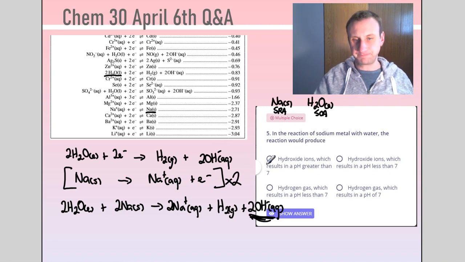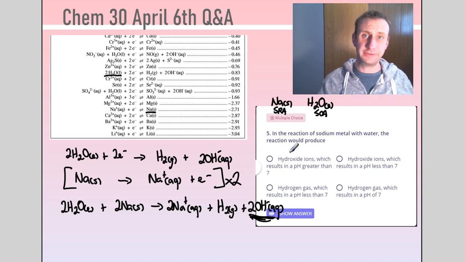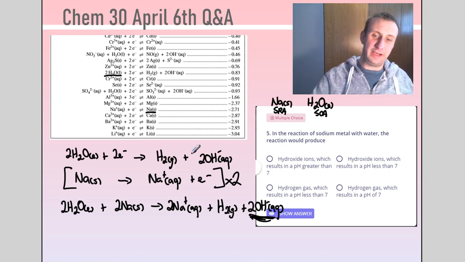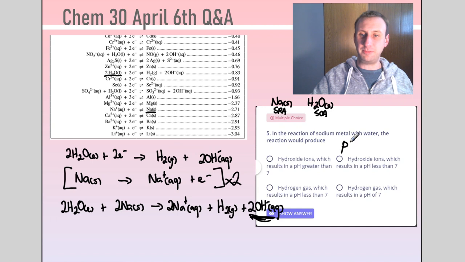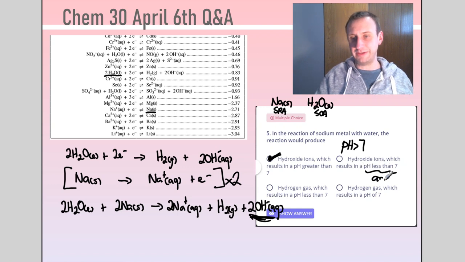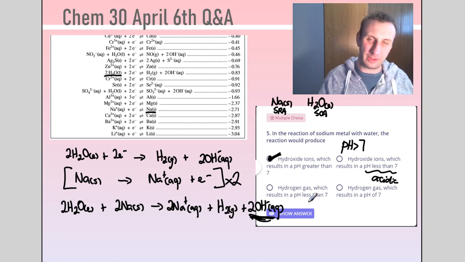So what does hydroxide mean? Hydroxide is what makes a base a base. That's what makes a solution basic, its concentration of hydroxide, right? So if I were to look at hydroxide and bases, they have a pH greater than 7. So I know I'm making hydroxide ion, so it's one of these, and it has a pH greater than 7, so it's this one right here. Hydroxide with a pH less than 7, well, pH less than 7 actually means that it's acidic, so that doesn't make any sense with hydroxide. Does it produce hydrogen gas? Sure it does, but that doesn't cause the pH to change. Hydrogen gas doesn't do anything to pH.